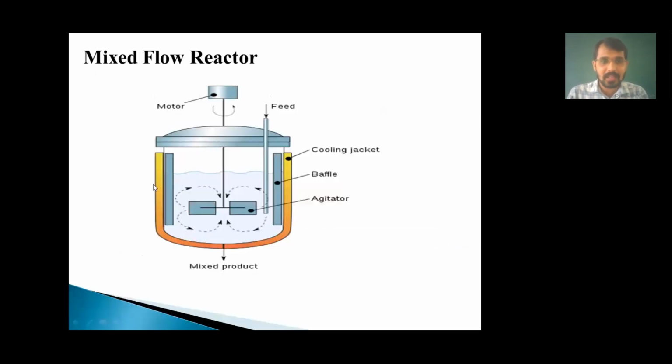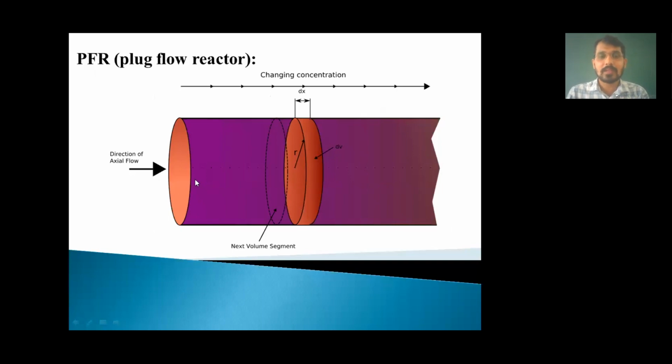But in MFR, there is mixing everywhere. There is mixing in the radial direction and in the axial direction. That's why no concentration gradient is available. But in a plug flow reactor, there is no mixing along the axial direction. That's why there is a concentration gradient in the axial direction.